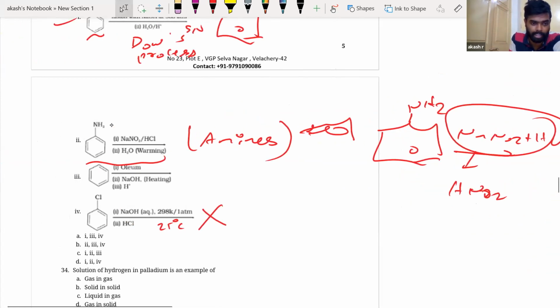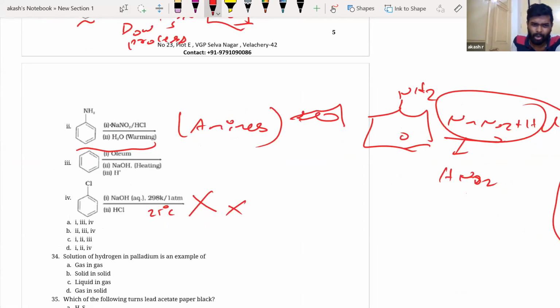All the other options have three of these things in them. So the correct option would be C, 1, 2, and 3. Right, oleum. Okay, fine.